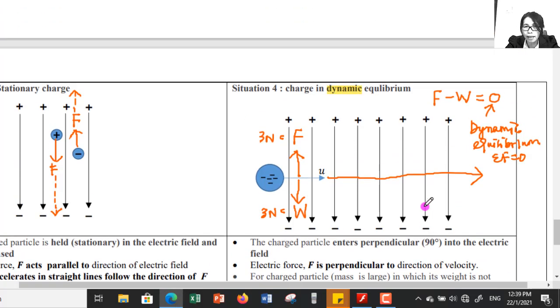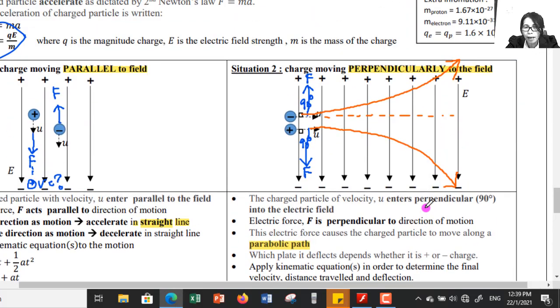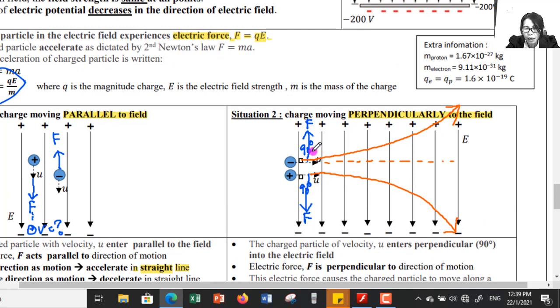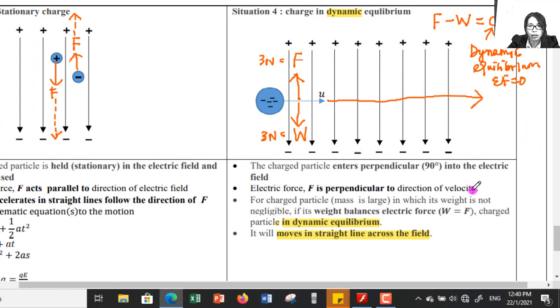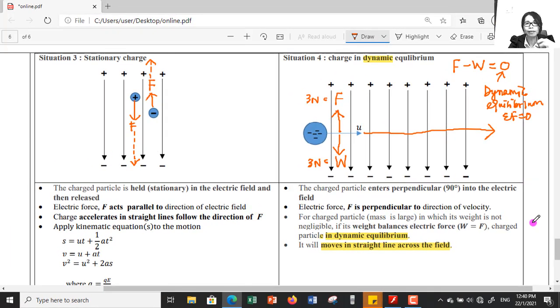Berbeza dengan yang atas, kerana the only force acting is F, charge ni akan deflect ke atas. Dia akan lakukan projectile motion. So, pergerakan charge tu macam mana? It depends on the situation. Alright, so these are the 4 situations we have when a charge enters a uniform electric field.